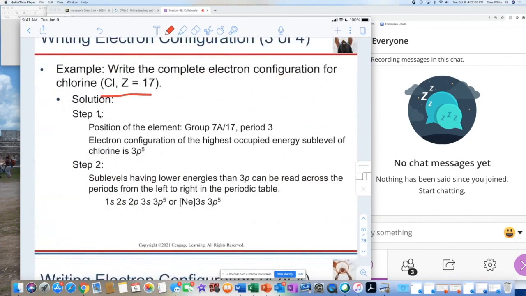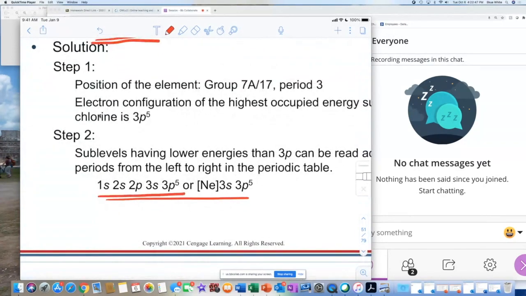So they're saying here, write the configuration for chlorine. Instead of doing the whole configuration like they're doing, I want to kill two birds with one stone. They're showing us two different configurations for chlorine right here. What I call the full configuration, showing you every sublevel that chlorine actually fills, versus the one on the right, which is the shorthand.